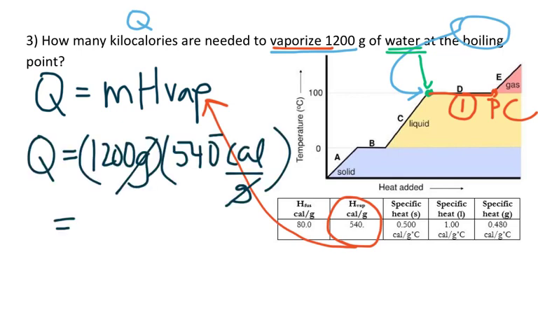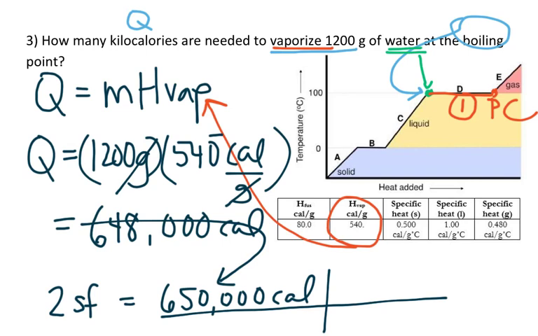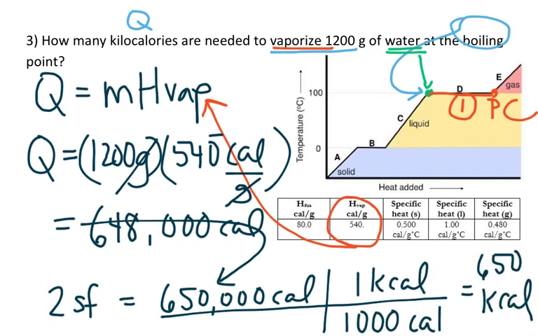Then I'm just going to go ahead and plug in my mass and my heat of vaporization. The units cancel nicely. I end up with 648,000 calories, which is, I'm only allowed 2 significant figures because of the 1,200. So I'm going to round it to 650,000. And then the question asked for kilocalories, so I'm going to do one last conversion. So it's 650 kilocalories as the final answer.